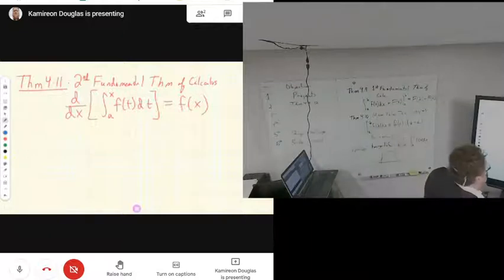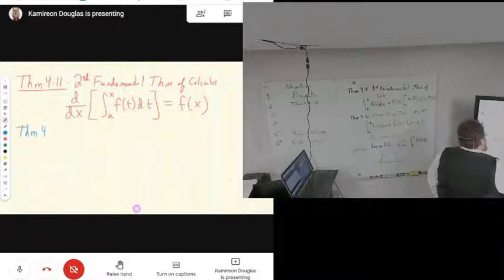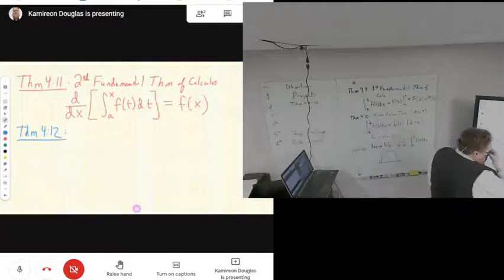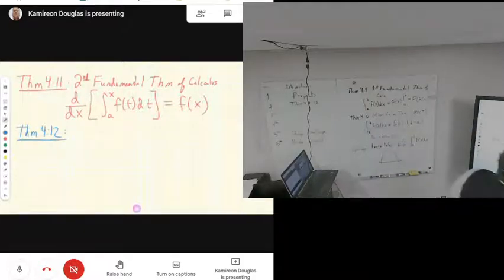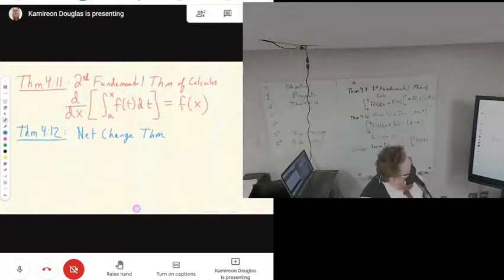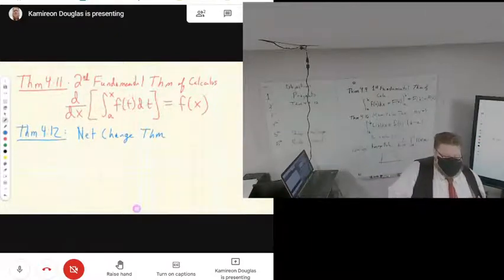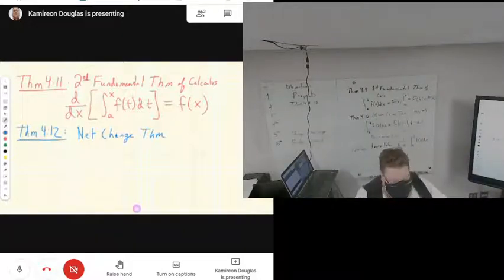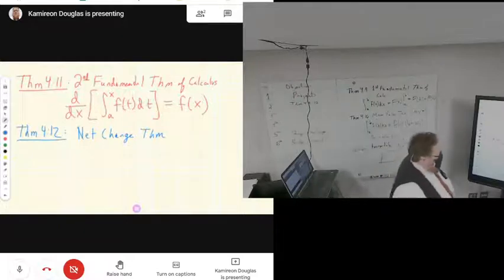And our last theorem of the day, theorem 412, the net change theorem. So far, the first three theorems we're going to talk about, 9, 10, and 11, all deal with just solving an equation. Not a lot of real-world application to that. Theorem 412 is a real-world application. It's what it's primarily used for.